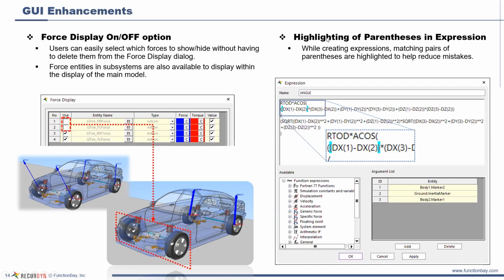There's also, in the expression window, the highlighting of parentheses in the expressions. As you're typing in the expression, some of these expressions obviously can get very complicated and can have many parentheses. So as the cursor enters a parenthesis or passes over one, the matching parenthesis will be highlighted to make it more clear how the expression is being entered.